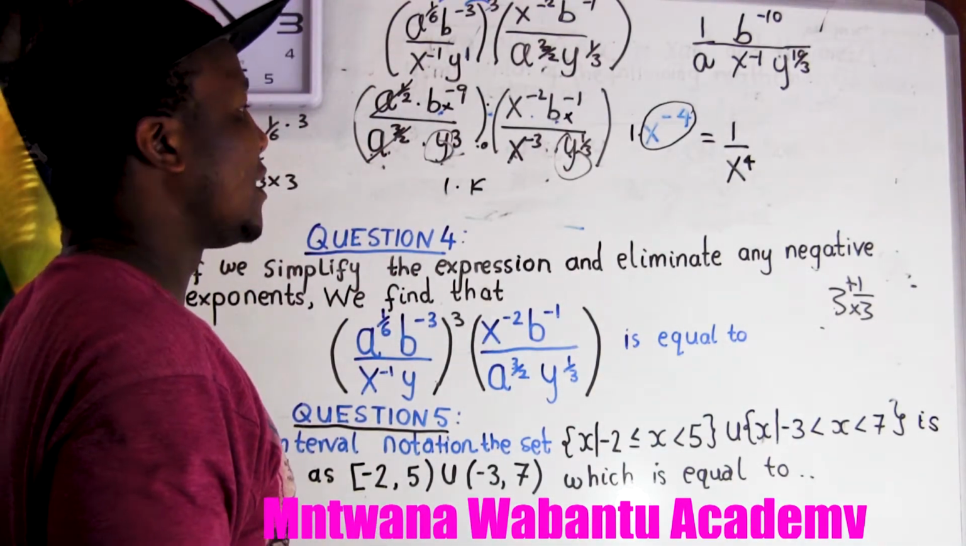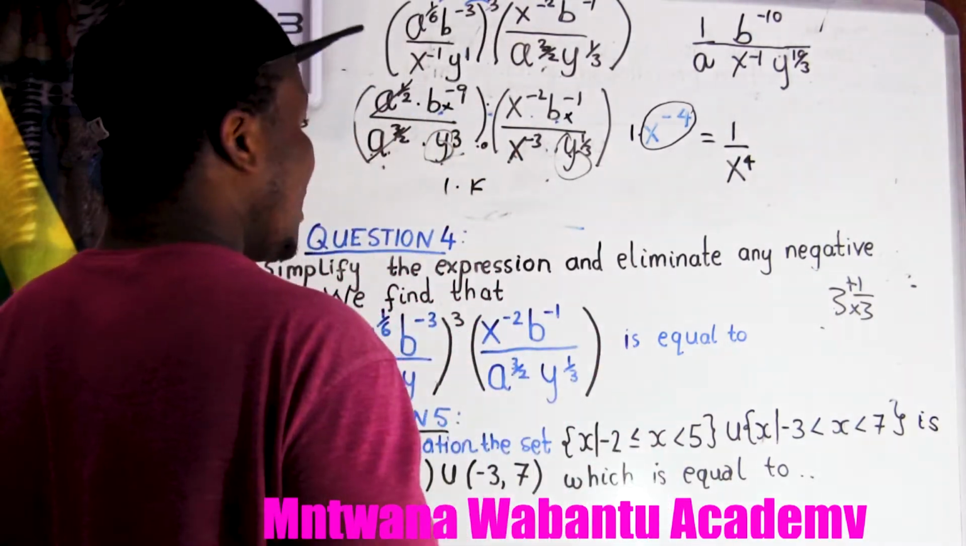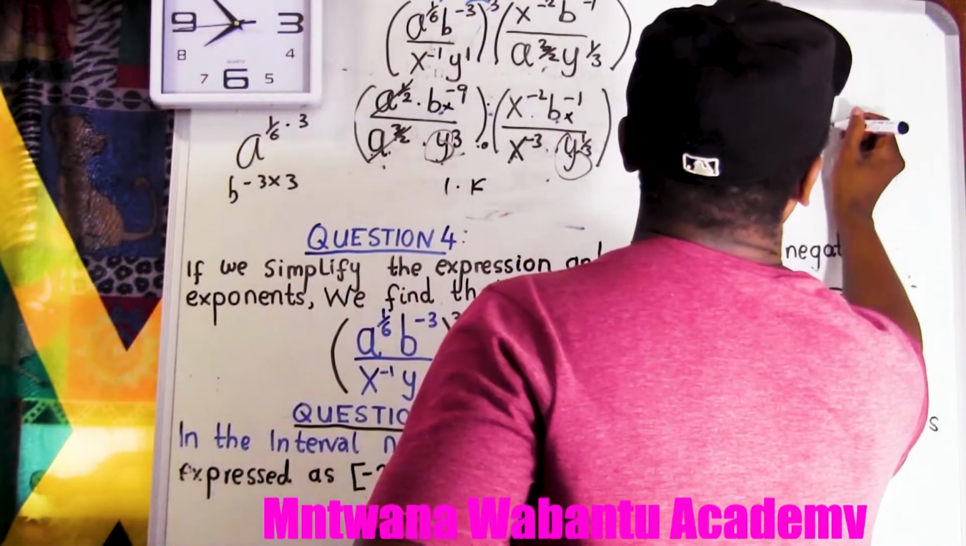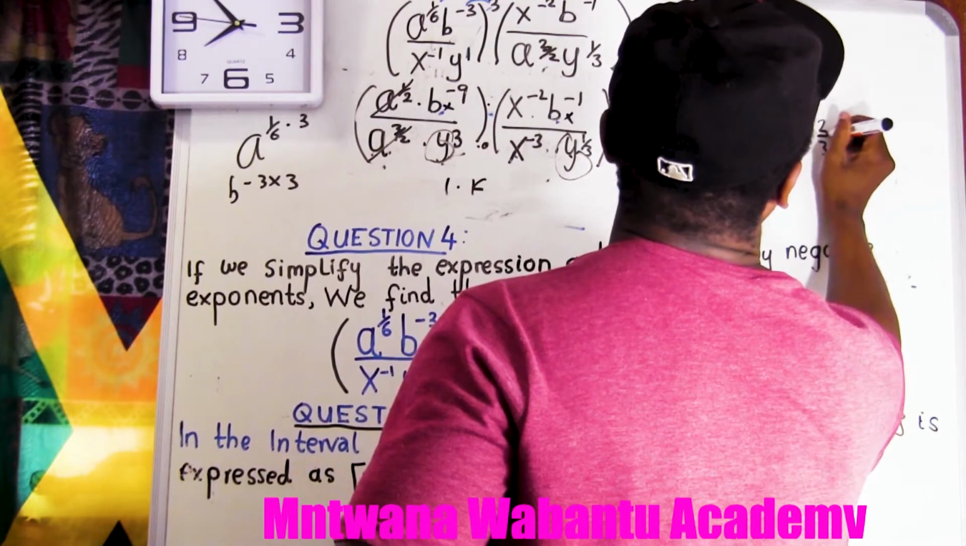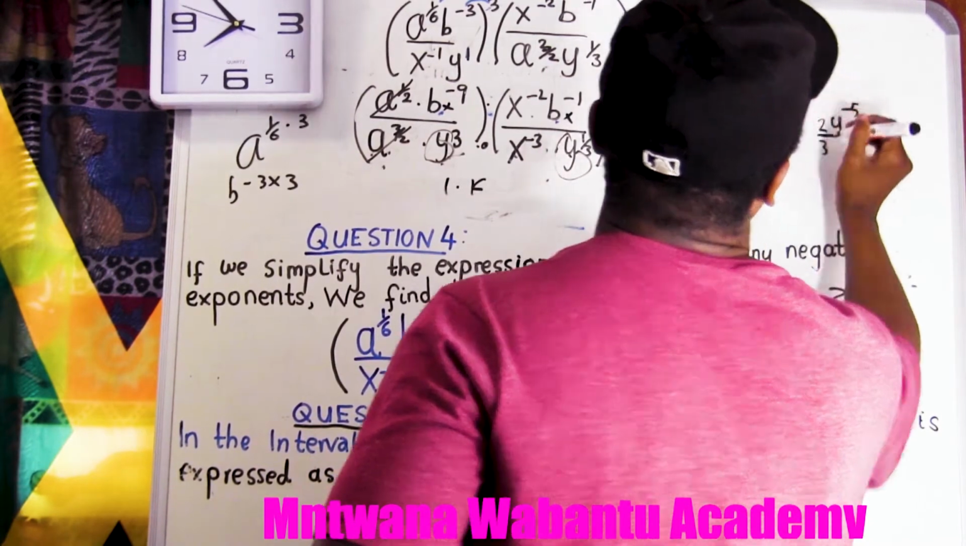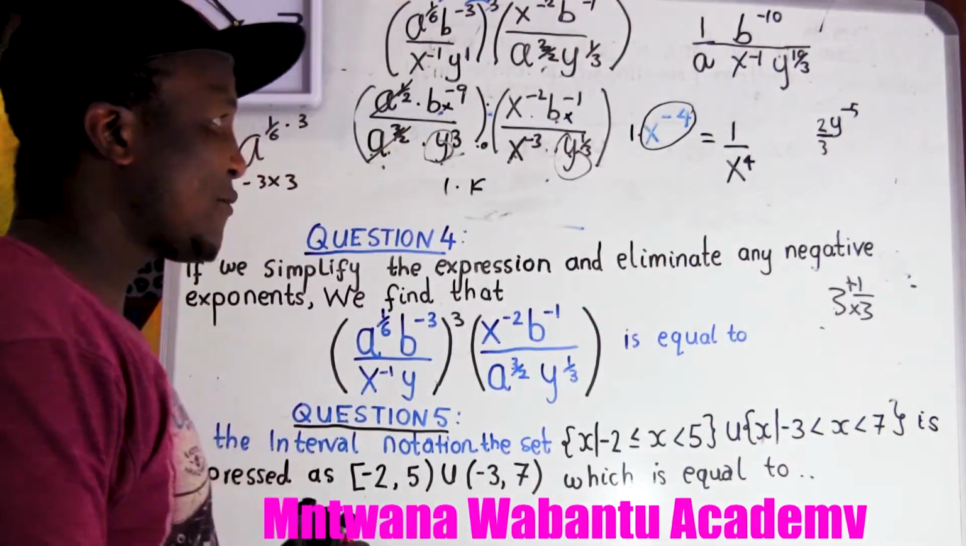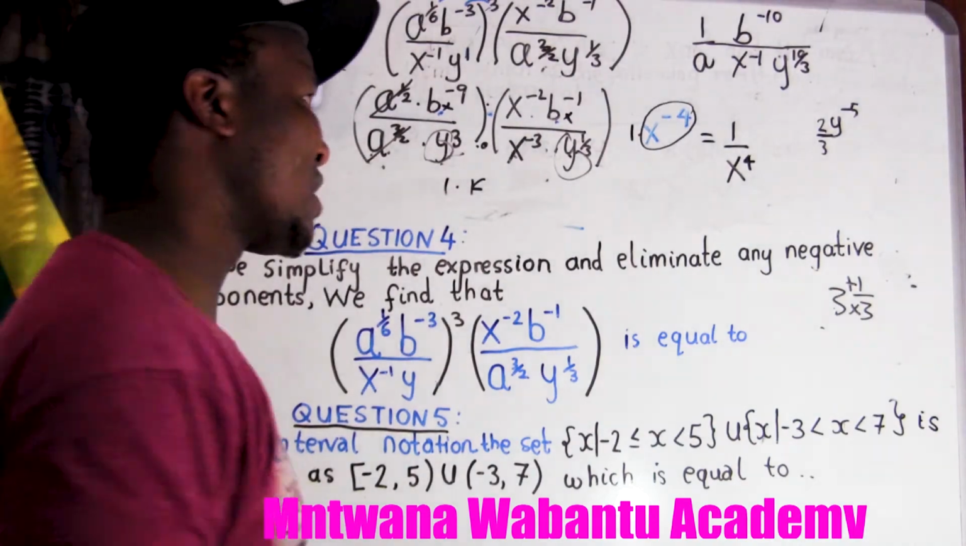Oh, okay. We can do more examples. Like if somebody gives you, for example, let's say 2 over 3 y negative 5. Oh, we can do the same thing. So we have to reciprocate something. What is it that we're going to reciprocate?